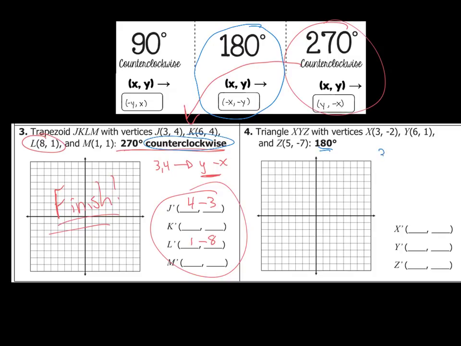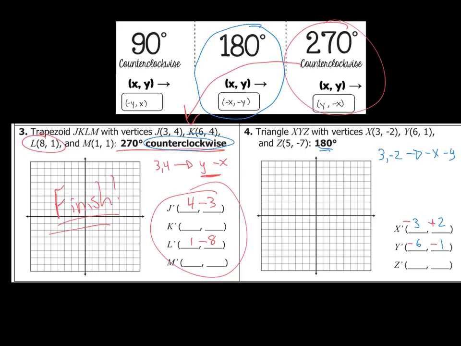So (3, -2) is going to get mapped to the opposite of x, opposite of y. So if I have (3, -2) originally, I'm going to just change their signs. 3 is going to be negative, and 2 is now going to be positive. (6, 1) is going to stay in the same spots, but their signs are going to flip-flop. They were both positive. Now they're both negative.